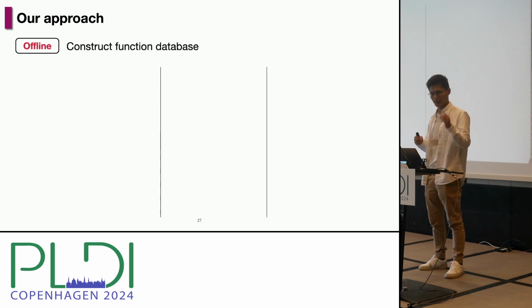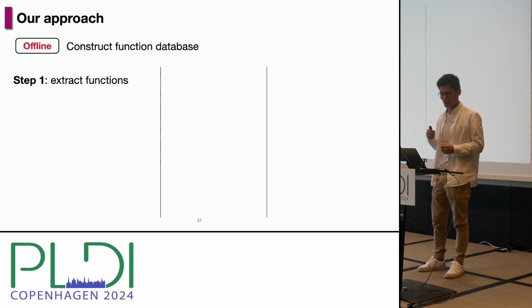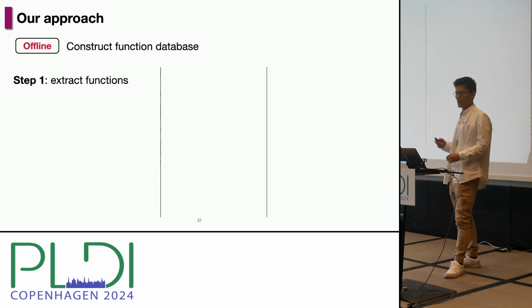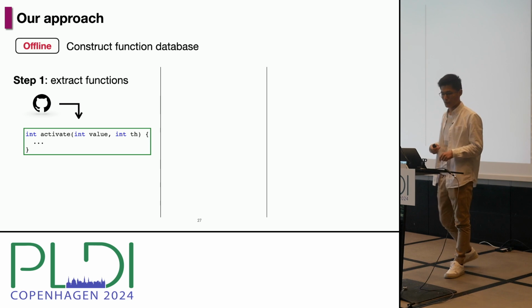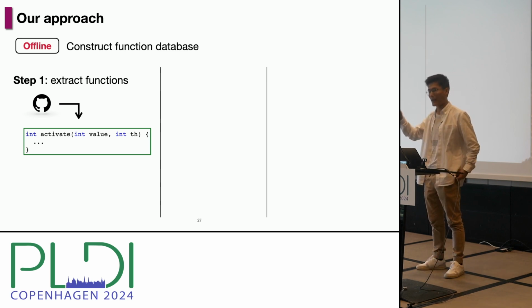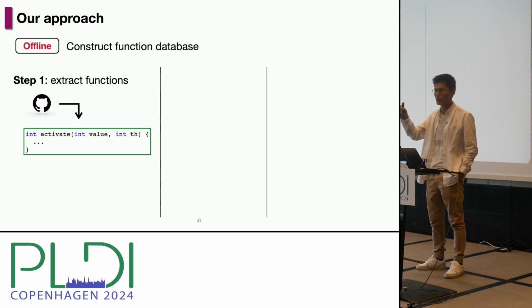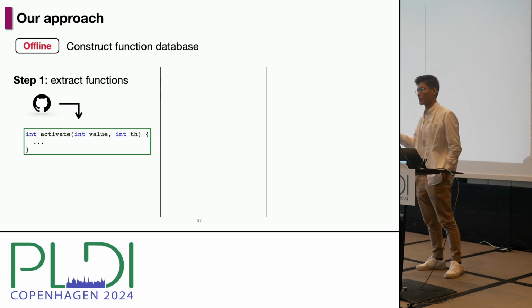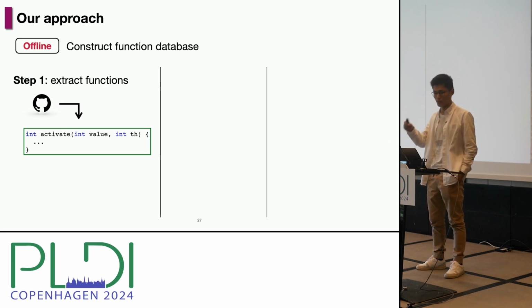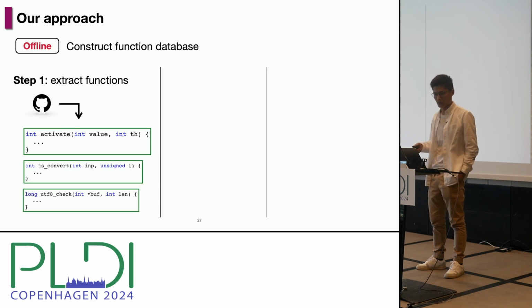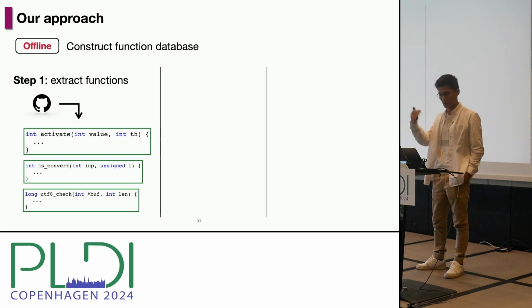We call this an offline procedure because we can collect it offline, and the target of this procedure is to construct a function database. The first step is to extract functions. We want to extract all kinds of functions from C programs on GitHub, for example the active function. We extract code at the granularity of functions because it is easy to control their behaviors and model their semantics.